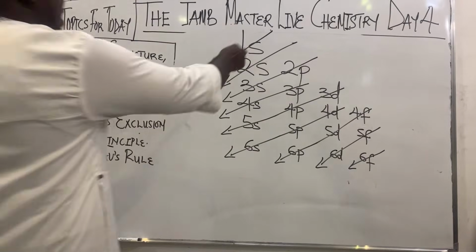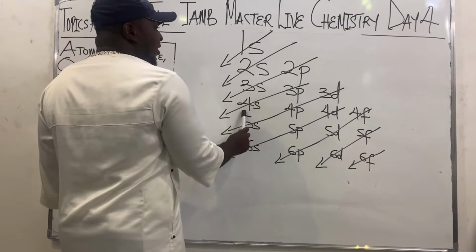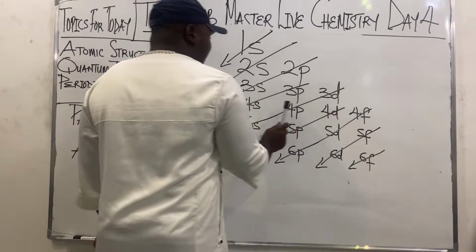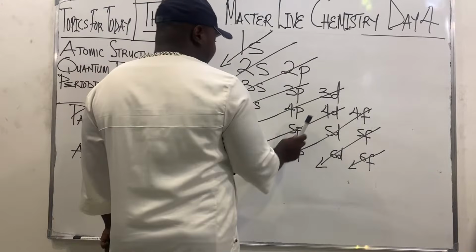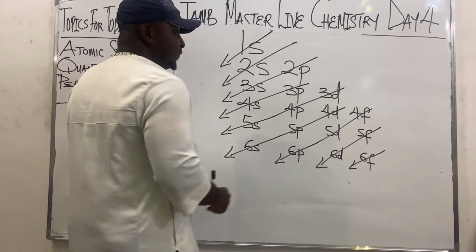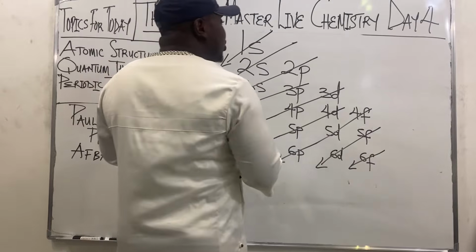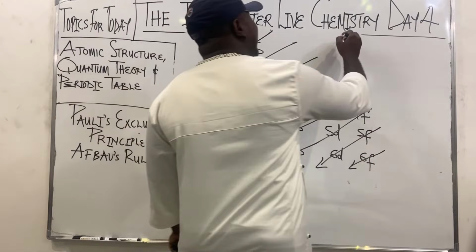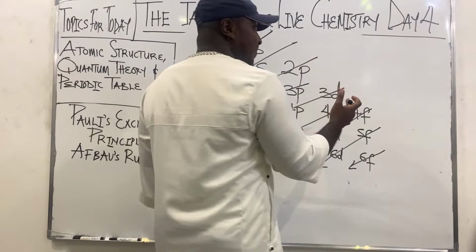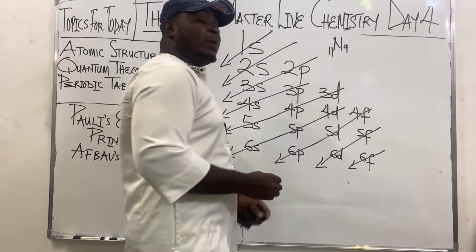So you can see 1s, 2s, 2p, 3s, 3p, 4s, 3d, 4p, 5s, 4d, 5p, 6s, 4f, 5d, 6p, 5f, 6d, 6f. So let us assume that someone asks you to write down the SPDF configuration of sodium, which is number 11. Because the atomic number of sodium is 11.